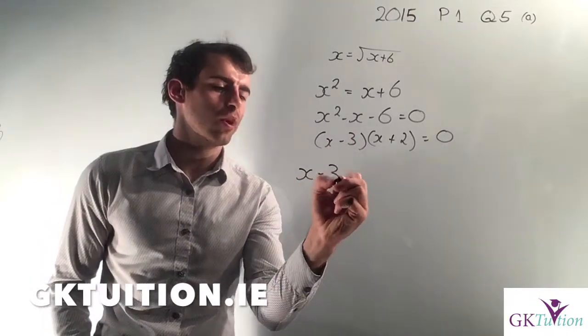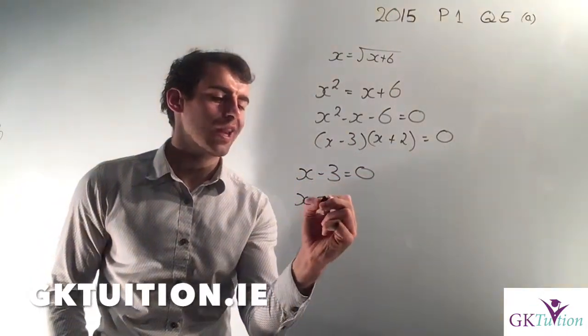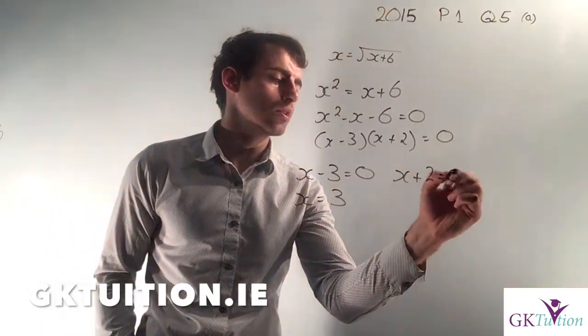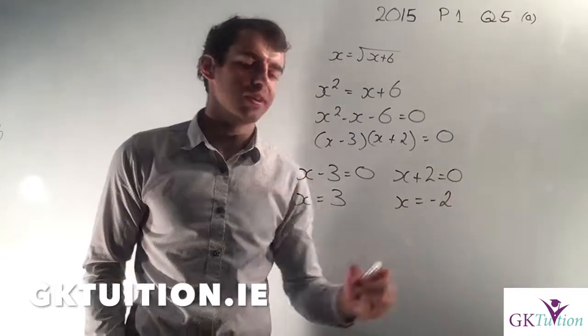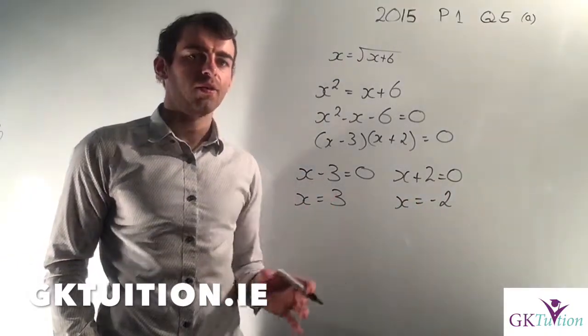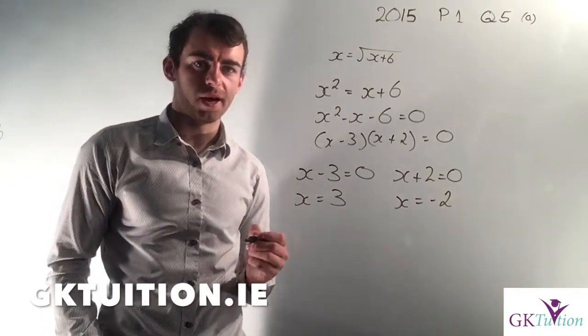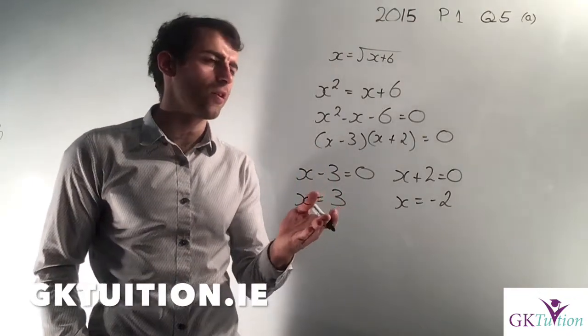So I can say that x minus 3 equals 0, which means that x is equal to 3. And I can say that x plus 2 is equal to 0, which means that x is equal to minus 2. Now, whenever you've got a question with surds in it, I'd always go back and verify my answers. Okay, so let's verify the first one.